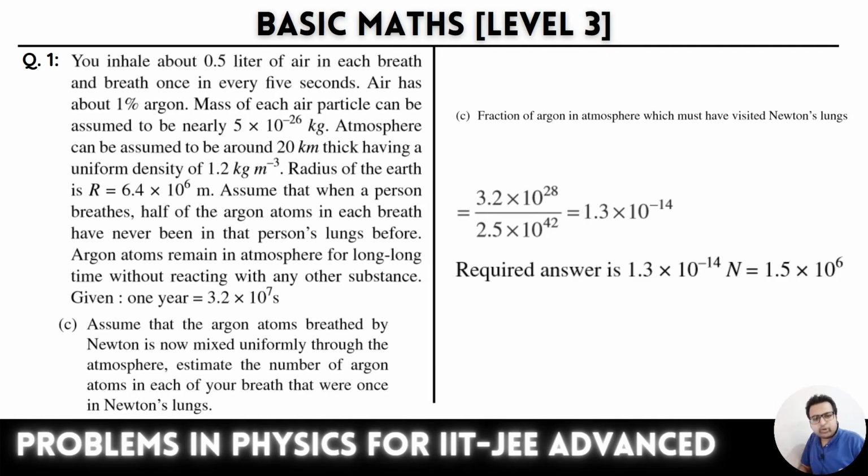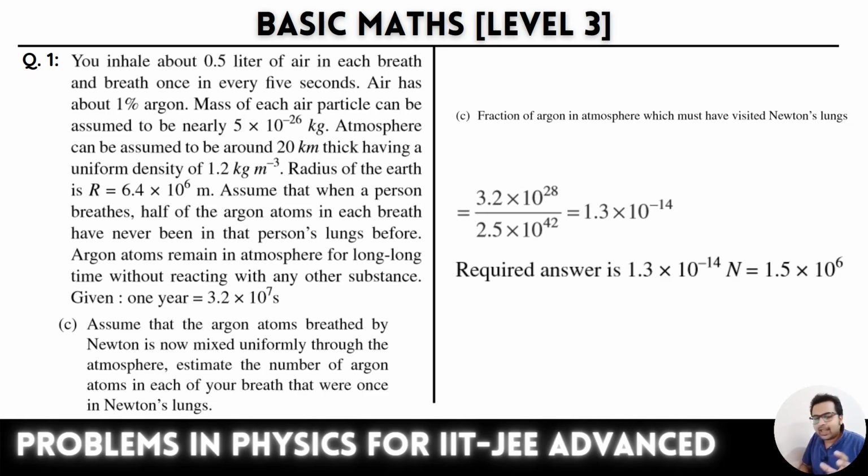Now, if I have to calculate the fraction of special argon atoms belonging to Newton's lungs in the atmosphere, fraction means out of the total, how much? So the total is 2.5 × 10^42, and the special is 3.2 × 10^28. If you divide 3.2 × 10^28 by 2.5 × 10^42, you get the fraction of argon in the atmosphere belonging to Newton's lungs. This is very clear. So that fraction is 1.3 × 10^-14.